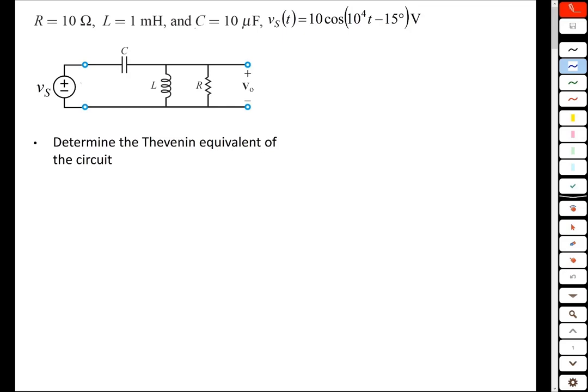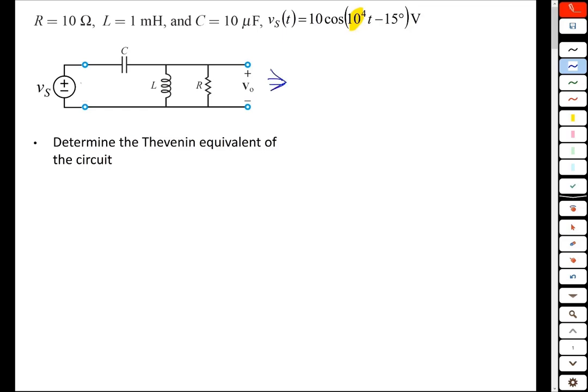In this first example, we're given an RLC circuit and we're asked to find the Thevenin equivalent. One important thing to note, whenever you have an RLC circuit and you want to find the Thevenin equivalent, it is always frequency dependent. In other words, you need to know the frequency of operation, in this case 10 to the 4th radians per second, in order to do the Thevenin equivalent. It doesn't make any sense to find a Thevenin equivalent if you cannot do it at a particular frequency for AC circuits. So the first step is you want to convert the circuit to its phasor domain equivalent.